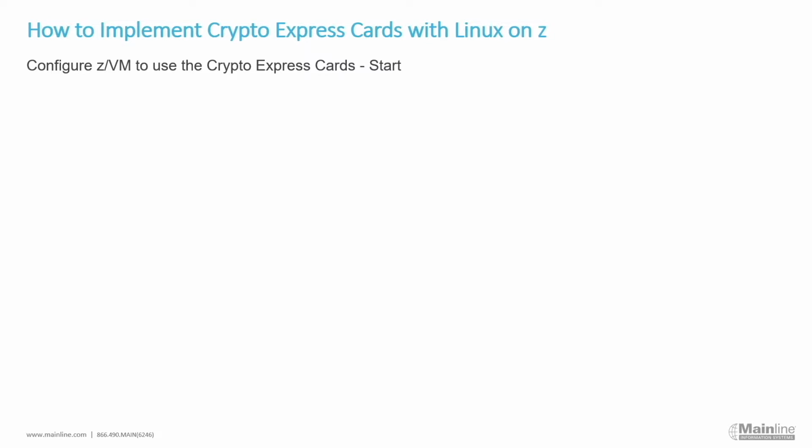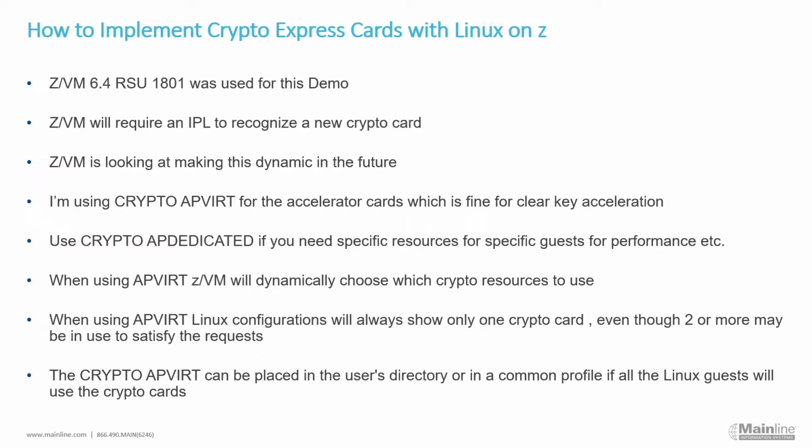As far as the VM configuration goes, very simple. In this particular demonstration, I'm basically using a z/VM 6.4 system. I will tell you about one caveat, though, that z/VM will require an IPL so that it can recognize the new cards. It's one of their features they're working on, so in the future it should be dynamic. There's not too much to do with the configuration as far as VM's concerned.